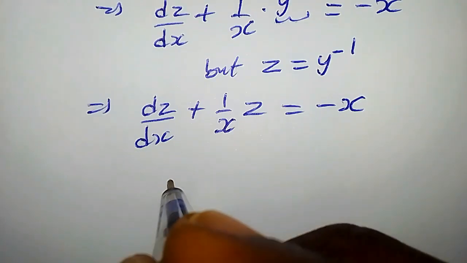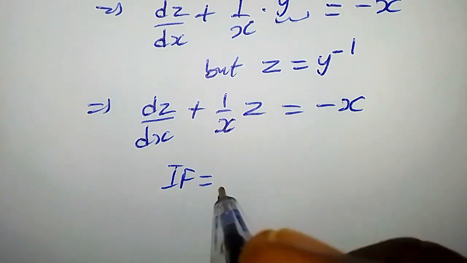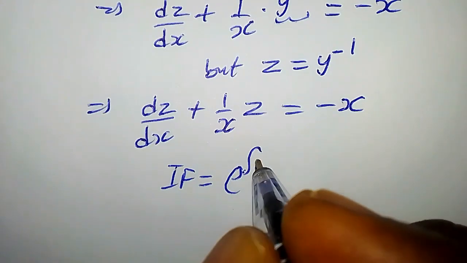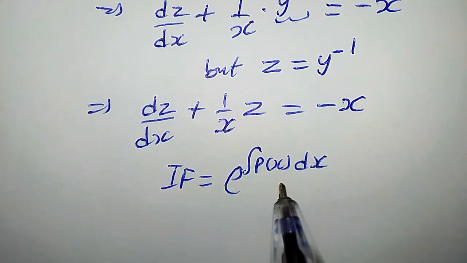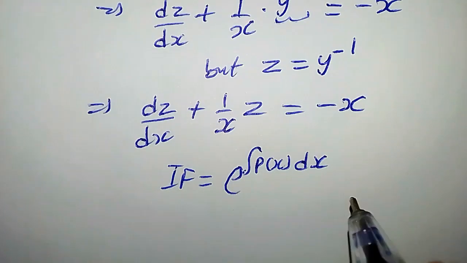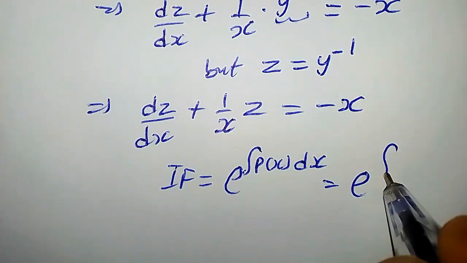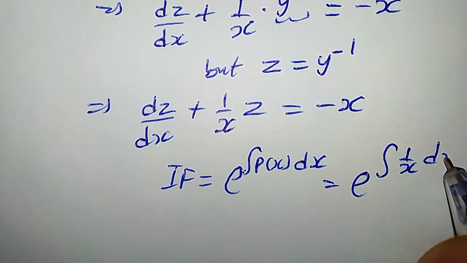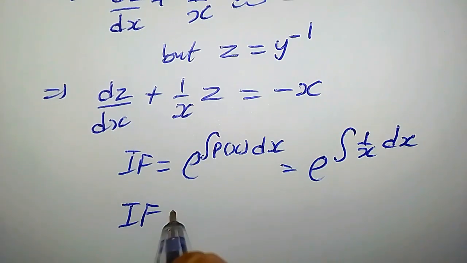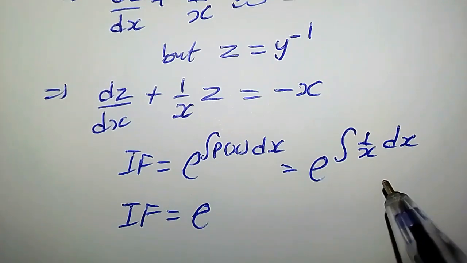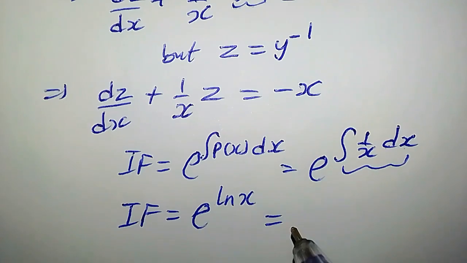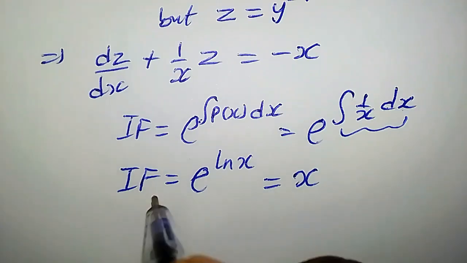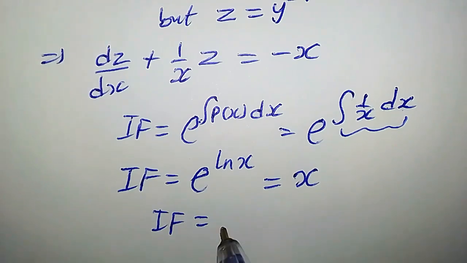The integrating factor method says the integrating factor is equal to e raised to the integral of p of x dx. What is p of x here? P of x is 1 over x, so this gives e raised to the integral of 1 over x dx. Integrating 1 over x with respect to x, we have ln x. This is equal to e raised to ln x, which is x. That means our integrating factor is equal to x.